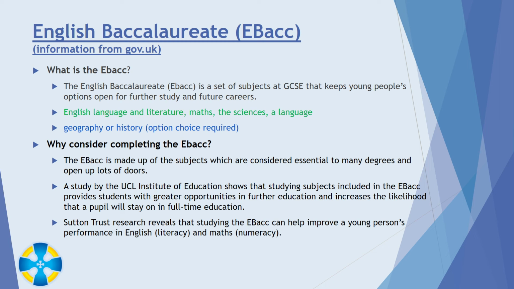So the EBAC's made up of a number of subjects. It includes English language and literature, maths, at least 2 sciences, and a language. Now, our core covers every part of that element. Every student will study those subjects in green. If a student does want to complete the full EBAC, they would need to choose geography or history as one of their options.